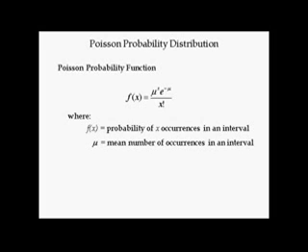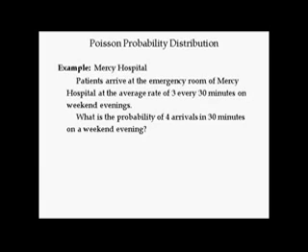Mu is the mean number of occurrences in an interval. E is the number 2.71828, and so on. In the example, patients arrive at the emergency room of Mercy Hospital at the average rate of 3 every 30 minutes on the weekend. This is mu, which is given in every Poisson problem.